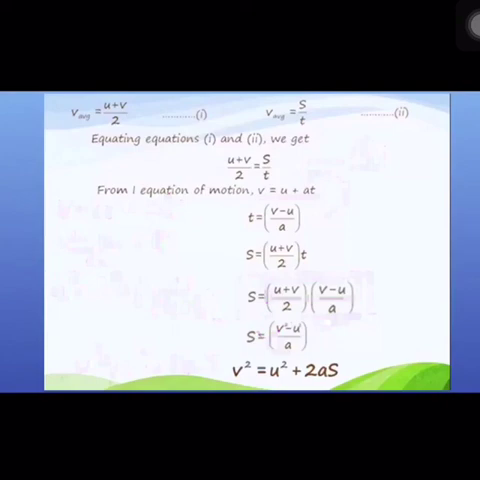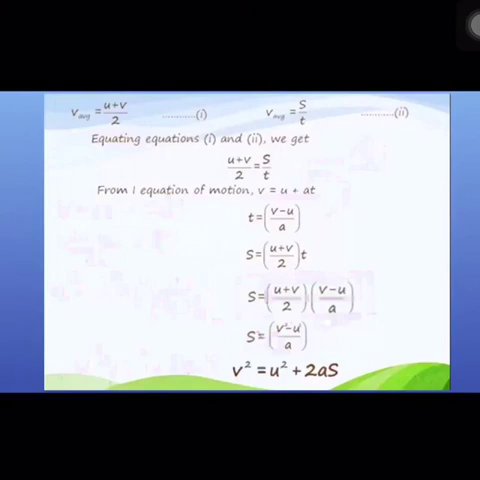So I think this third equation of motion is clear to you all. When you practice this on your own, the derivations will be more clear to you. So I hope the derivations of these equations of motion are clear to you all.